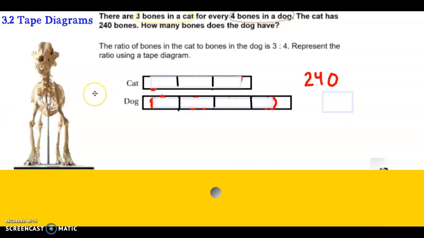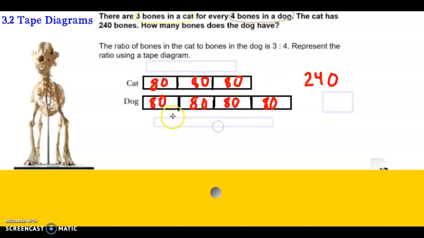Here are some examples with tape diagrams. This one is from the book. There are 3 bones in a cat for every 4 bones in a dog. The cat has 240 bones. How many bones does the dog have? Well, if this is 3 different segments that are equal, we take 240 and divide it into 3 parts, and each segment is 80. So 80 times 3 is 240. And for the dog, it would be 80 times 4, which is 320 bones.